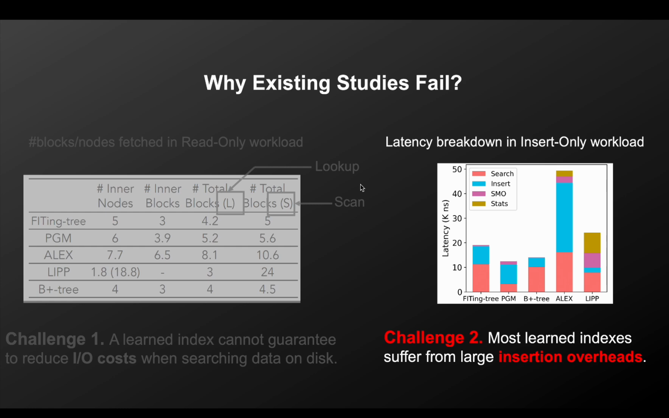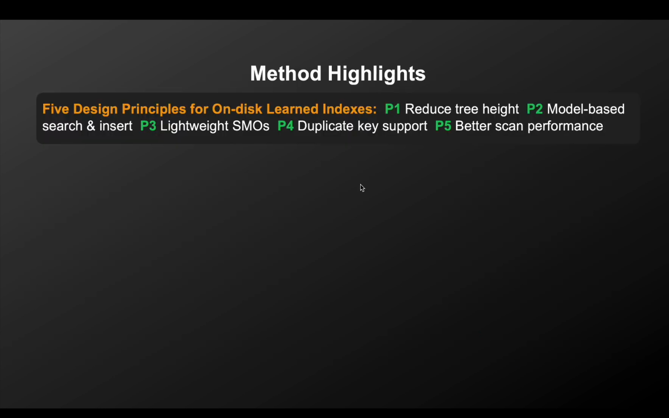This figure shows the latency breakdown in insert-only workload on the FB dataset. We can see the second challenge. Compared to the B+ tree, most learned indexes suffer from large insertion overheads. Different indexes may have different bottlenecks. To address these two challenges, AULID is designed around 5 principles.